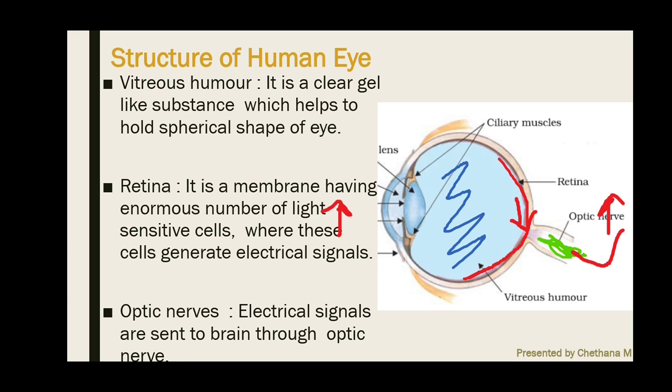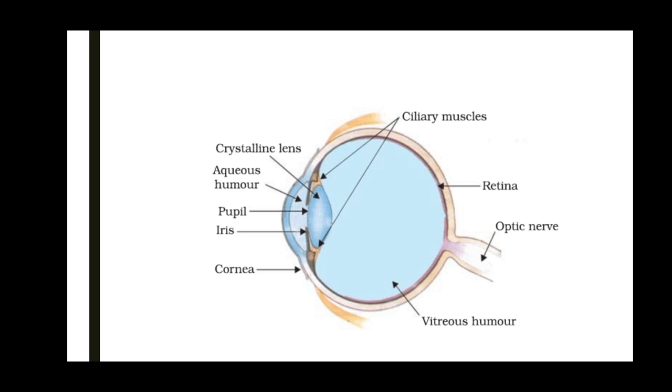Next, this part is called the optic nerve. The generated electrical signals are sent to the brain through this optic nerve.